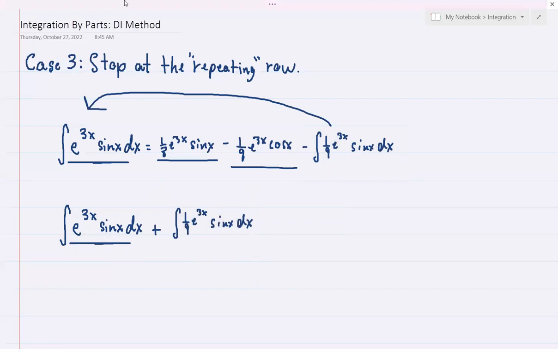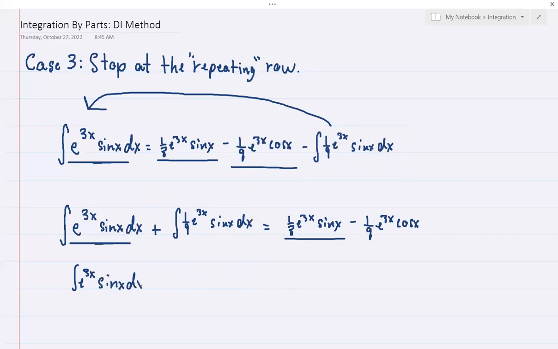Then here as well. That's it. We can simply bring up the constant here. So we will have the integral of e raised to 3x sine x dx plus 1 all over 9 times the integral of e raised to 3x times sine x.